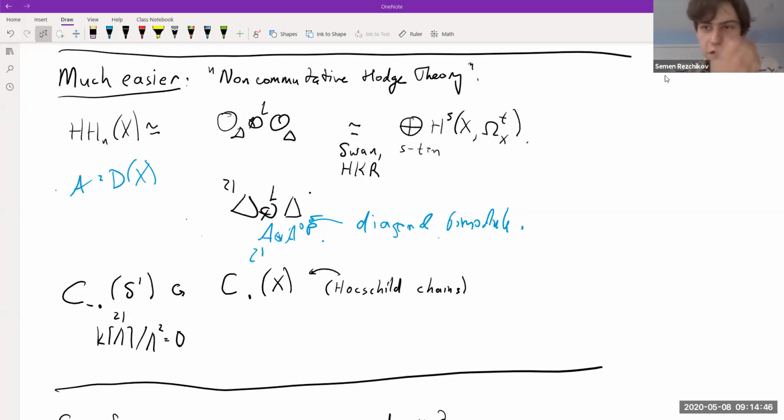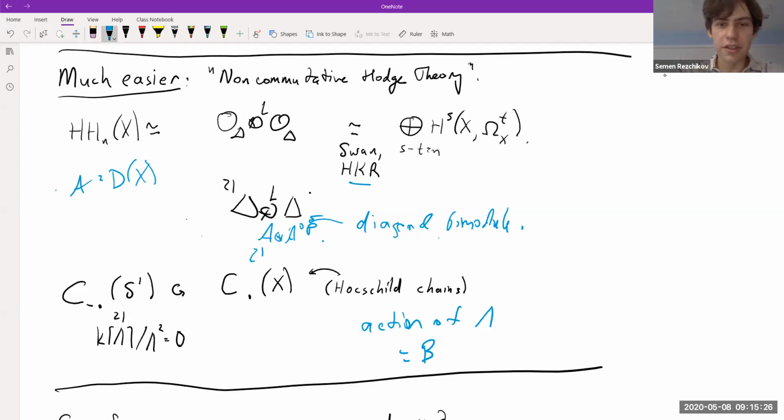If you look at the circle, it is a group, and so chains on it form an algebra. You can write a model for the chains on the circle, using the CW decomposition of the circle into a point and an interval, as just k adjoined lambda modulo lambda squared equals zero. And so there's an action of this algebra on Hochschild chains if you use a specific model for this derived tensor product. This is called the B operator sometimes, Connes' B operator.